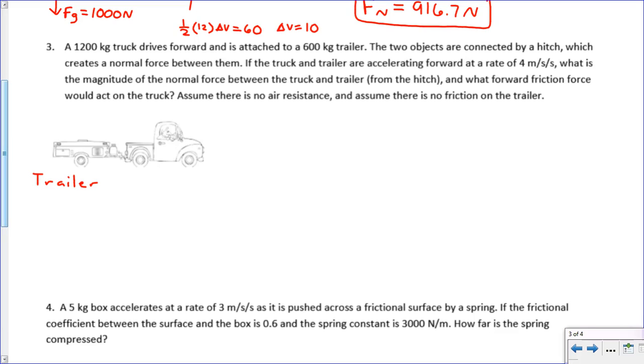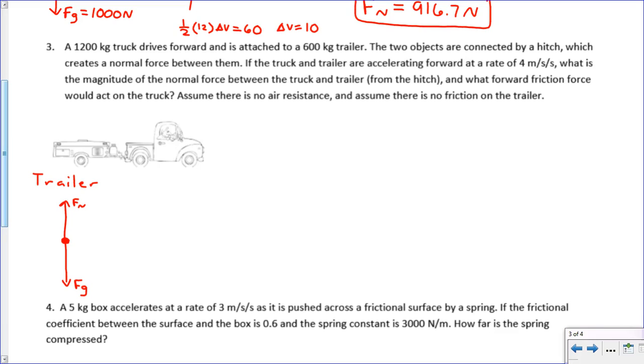Which is in the back. I started out with that one because it's going to be the less complicated of the two. If you don't know which one's going to be less complicated, I would just start to draw both and then think about it later. So the trailer has a gravitational force on it, Fg. It has a normal force on it, Fn.